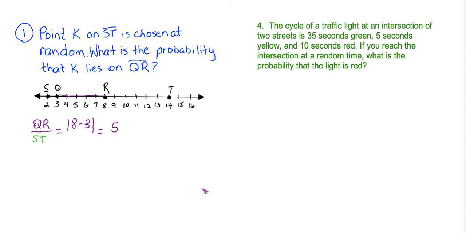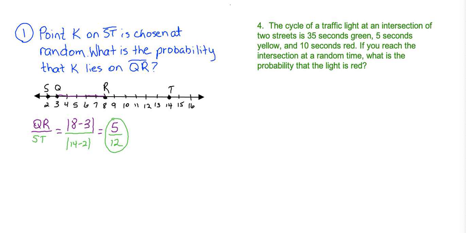Now when we find the length of ST, the endpoints of S and T are 2 and 14. So that's going to be the absolute value of 14 minus 2, which of course is 12. So this is the probability that K lies on segment QR. It's 5 to 12. So this is when we want to write our probability as a fraction.